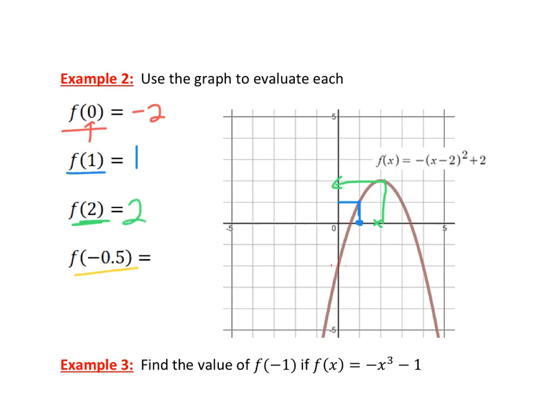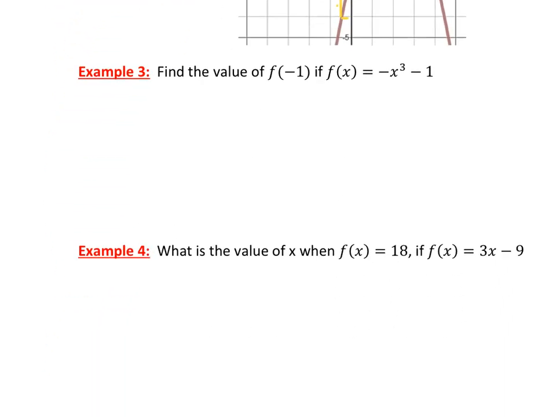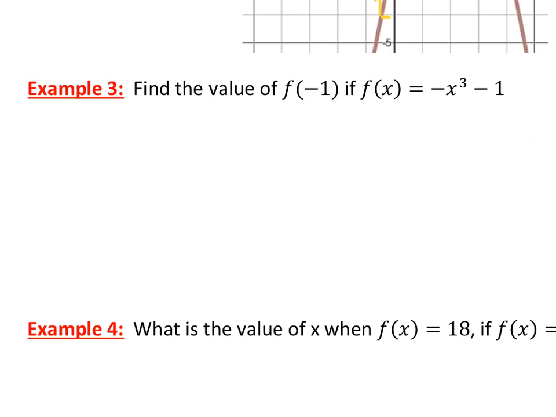And lastly, we have the f of -0.5. So f of -0.5 should be somewhere about there. I'm going to go down to my graph. That's not a very straight line. Try to make it straight. It looks to be about -4. That is example 2. Example 3.